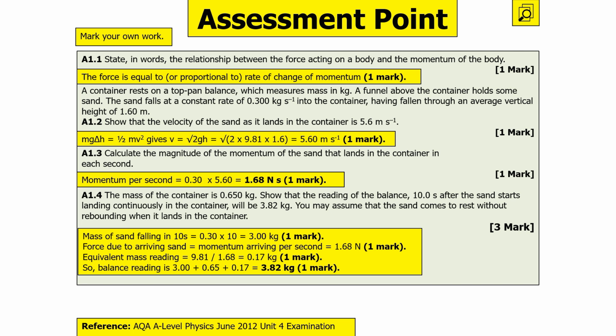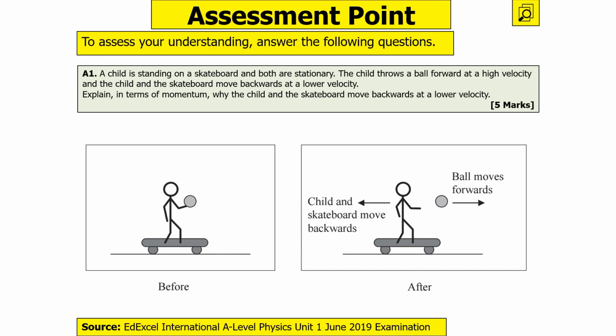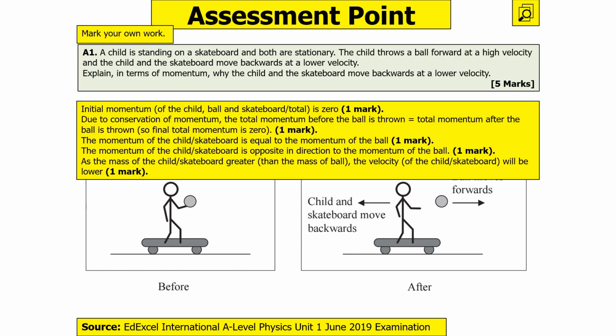A child is standing on a skateboard and both are stationary. The child throws a ball forward at a high velocity and the child and the skateboard move backwards at a lower velocity. Explain in terms of momentum why the child and the skateboard move backwards at a lower velocity. So pause the video now, then unpause the video when you want to go through your answer. In this answer, the initial momentum is 0.